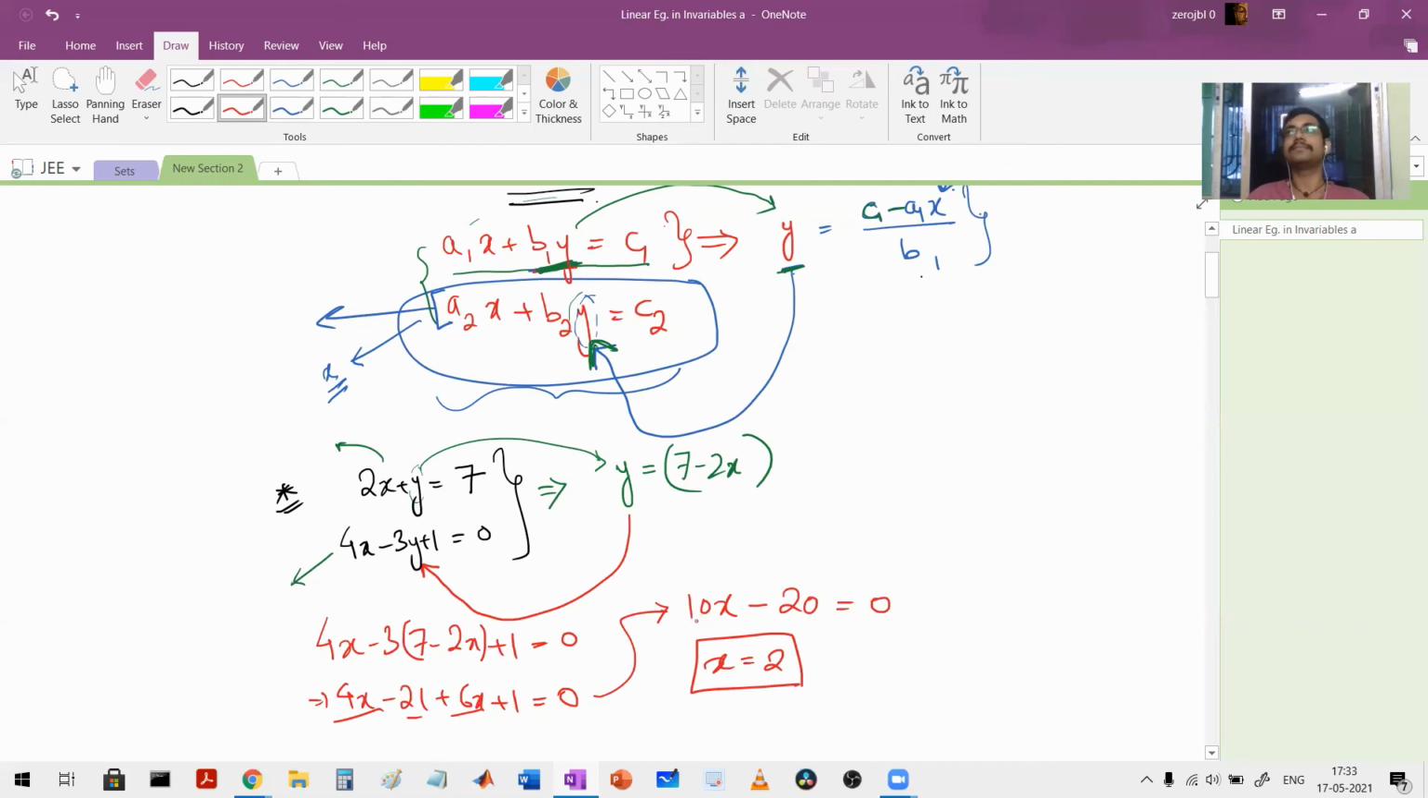Is that clear? The moment you find the value of x, you can put it in just about any equation to find the value of y. Either this or this. In any equation you put. If I put here, I get 7 minus 4. So I get y is equal to 3. If you get a value of x, you must get a value of y. Otherwise, there is no point in solving. This is how you solve a problem via the substitution method. Is this clear to all of you?